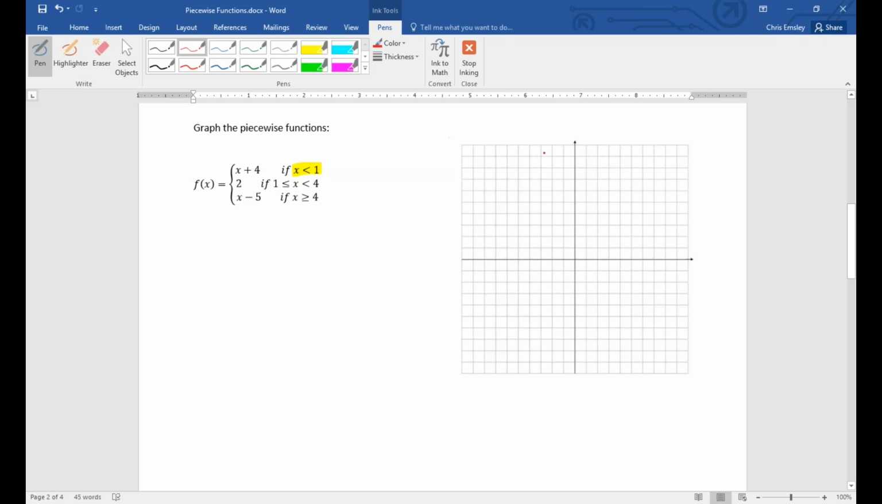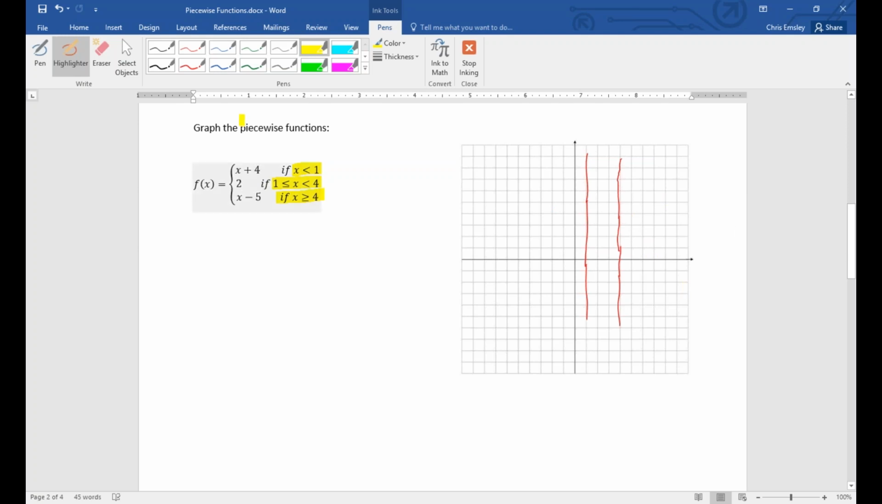That would be anything to the left of this red line. We are going to use this middle function if x is between 1 and positive 4. So that would be this middle little chunk right here in between my 2 red lines. And then finally we use this very last line if x is greater than 4, and that's the piece over here to the right.